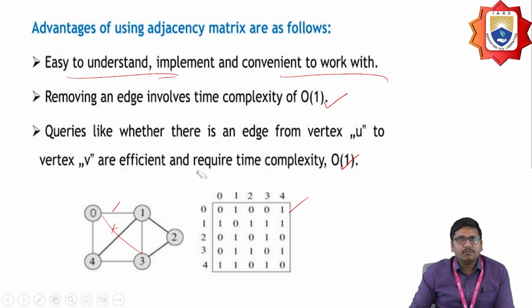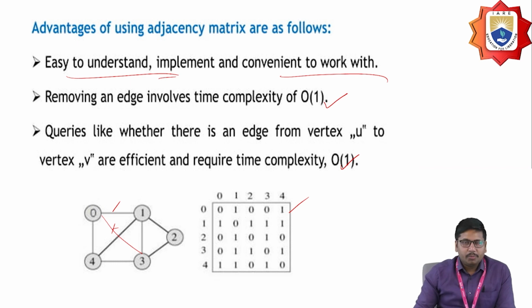So the advantages of the adjacency matrix are that it is easy to understand and convenient to work with, and it is easy to remove an edge. Also, queries like whether there is an edge from vertex U to vertex V are efficient, and the time complexity required should be O(1).